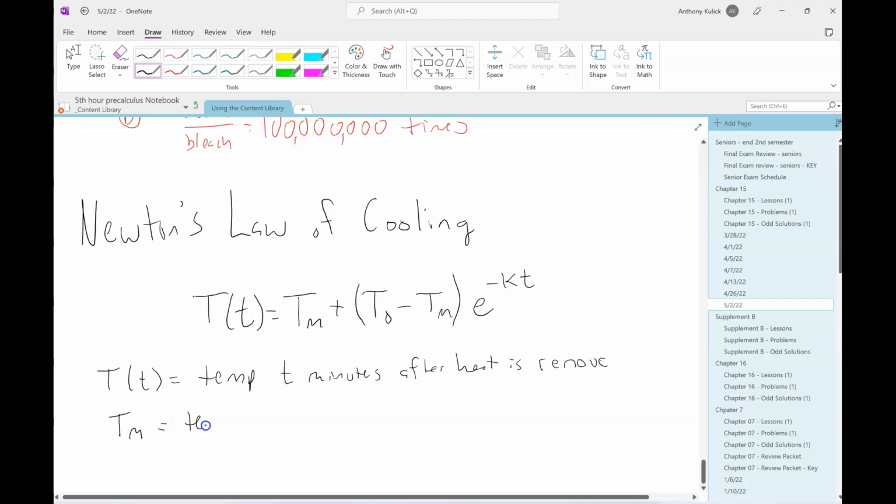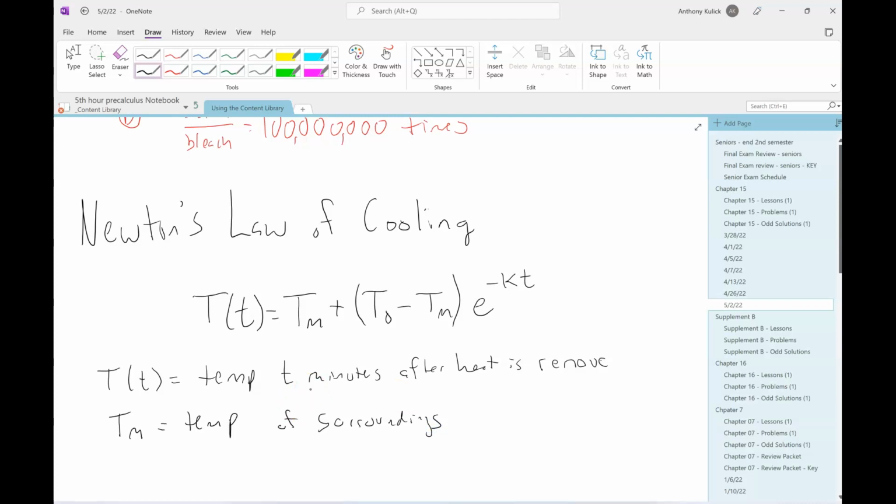Tm is the temperature of the surroundings. So most likely that's the air in the room. Or if you're a medieval blacksmith, maybe you pull the sword out of the furnace and you stick it in some cold water to, I forget what, anneal. I think annealing is what that part of that process is, where you're trying to make the sword really thin and hard and sharp.